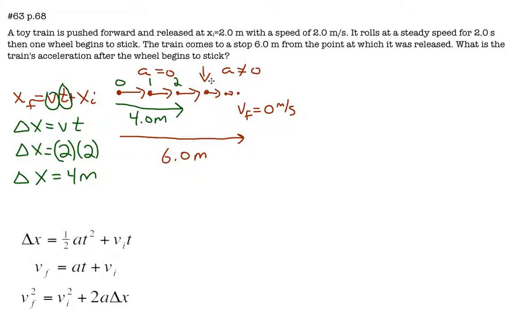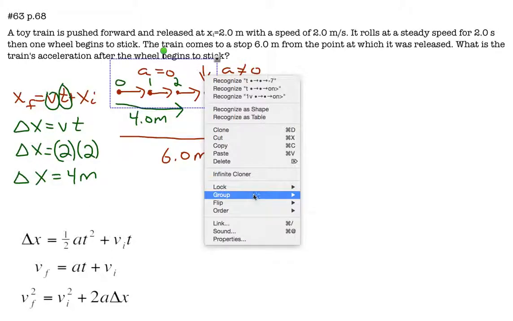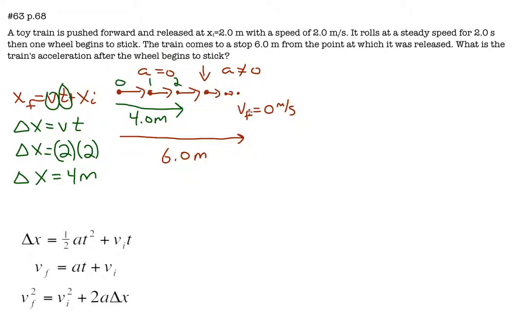Then technically, I drew this at the wrong spot. Let me ungroup these really quick and just move this arrow over. And over here is where the car begins to stick. And then it accelerates from this point on. So if this is 4 meters that the car traveled, then the rest of the motion over here had to be 2 meters, because we know this whole thing has to add up to 6.0 meters.